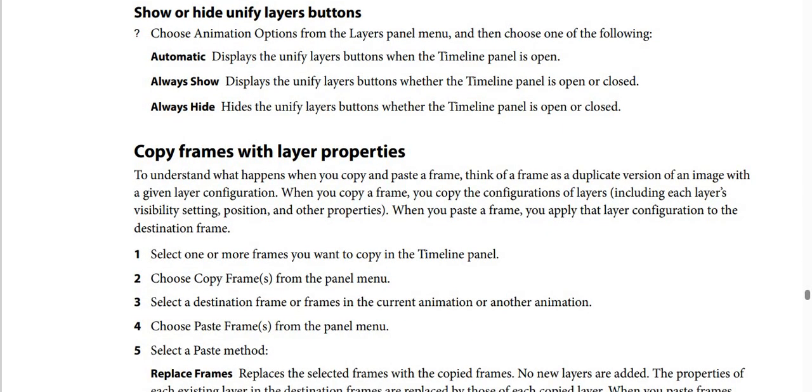How to copy frames with layer properties? By the way, to understand what happens when you copy and paste a frame, think of a frame as a duplicate version of an image with a given layer configuration. When you copy a frame, you copy the configurations of layers, including each layer's visibility setting and position and other properties. And when you paste a frame, you apply that layer configuration to the destination frame.